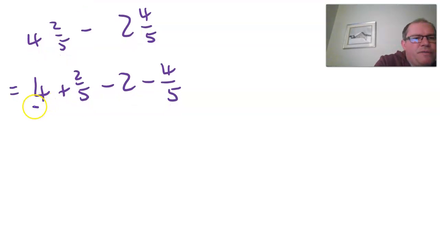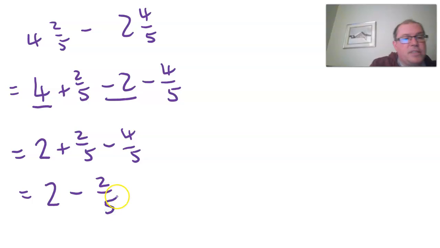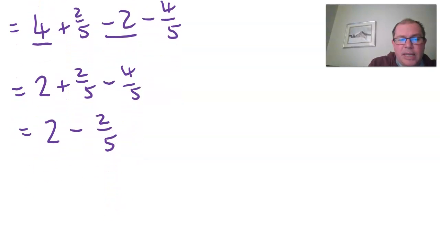And now I can do the 4 take away the 2, which is 2. So now I've got plus 2/5 take away 4/5. Well, 2/5 take away 4/5 is minus 2/5. So I've got 2 minus 2/5. And some of you might be able to do that in your head and get the answer 1 3/5.